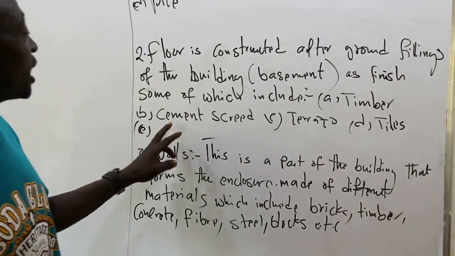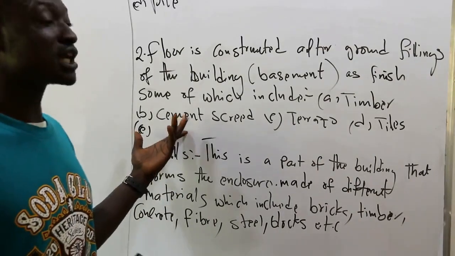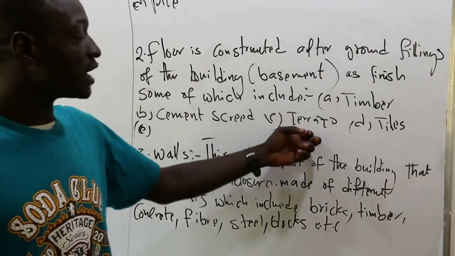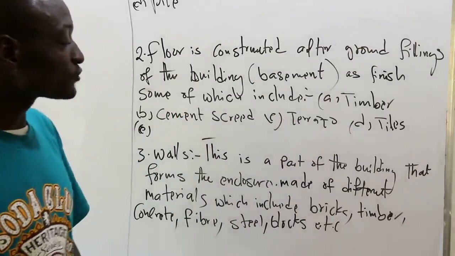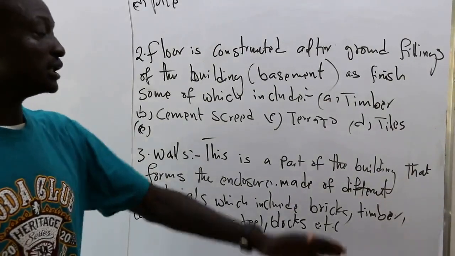Then the next one we have is the cement screed. Basically, we use cement grout in constructing that type of floor. And then we have the terrazzo floor. The terrazzo floor is prepared using the terrazzo machine, where you have your granular chippings. These granular chippings are mixed with cement and poured, while the terrazzo machine cuts them and lays.